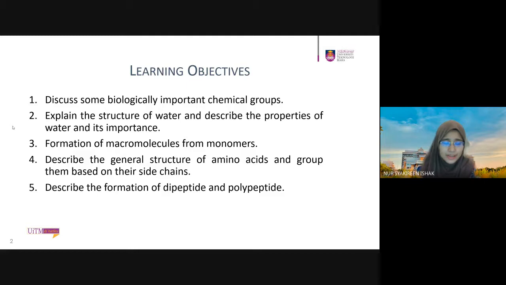And then number 3, formation of macromolecules from monomers. There are four major classes of macromolecules. You have the carbohydrates, the lipids, the nucleic acids, and the proteins. Out of four, there are three macromolecules that are made up of monomers, and one does not consist of monomers.